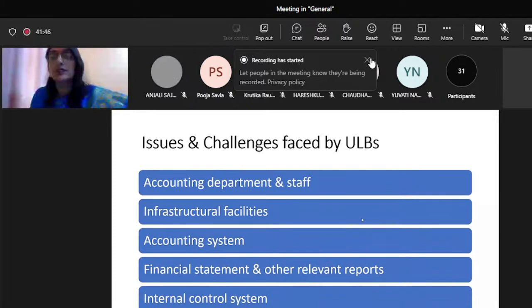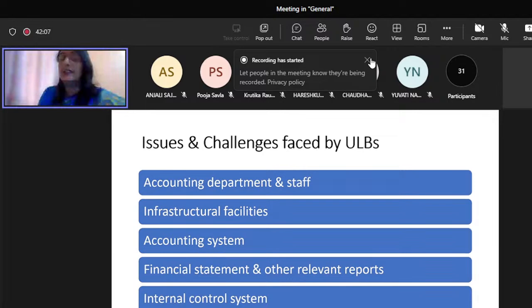Okay. So what happens with the financial statement and the other relevant reports? Again, a lot of work needs to be done, because the books of original entry, journal, ledger, all these need to be checked first, properly audited, and then uploaded. Whatever comes from these urban local bodies and the councils needs to be checked first, and then only should it be uploaded.